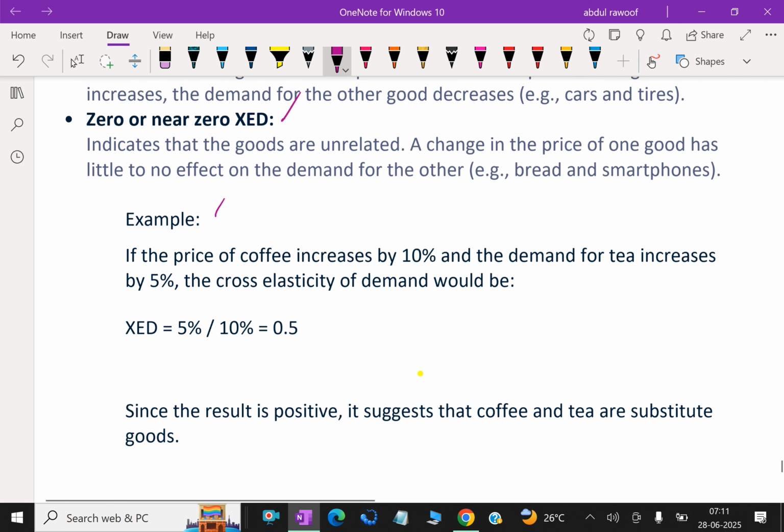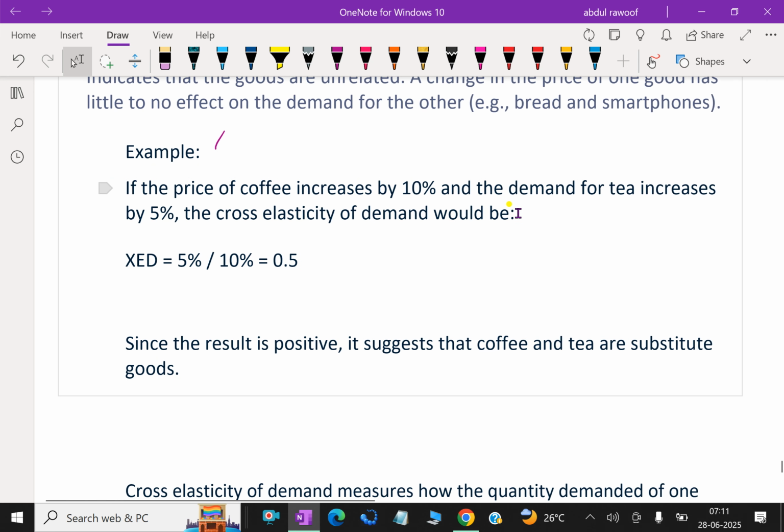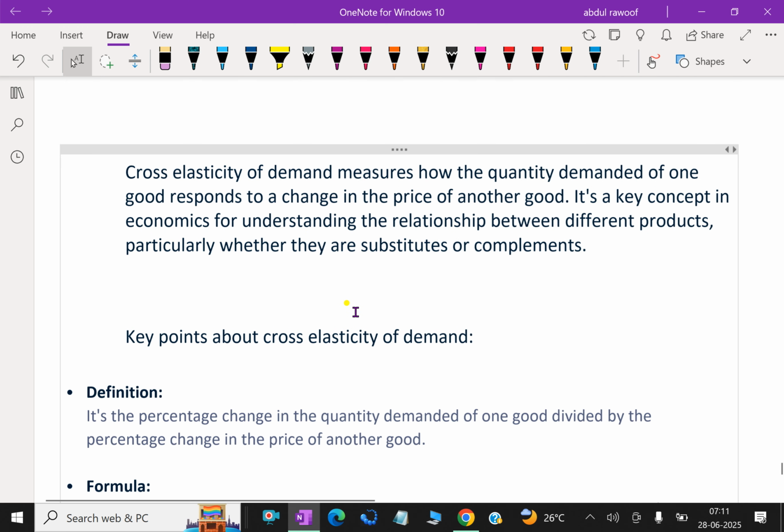Look at this example. If the price of coffee increases 10% and the demand for tea increases 5%, then the cross elasticity of demand, XED, is equal to 5% divided by 10%, equal to 0.5. Since the result is positive, it suggests that coffee and tea are substitute goods. Now further details. Cross elasticity of demand measures how the quantity demanded of one good responds to a change in the price of another good. It's a key concept of economics for understanding the relationship between different products, particularly whether they are substitutes or complements.